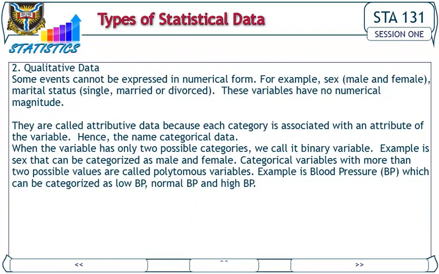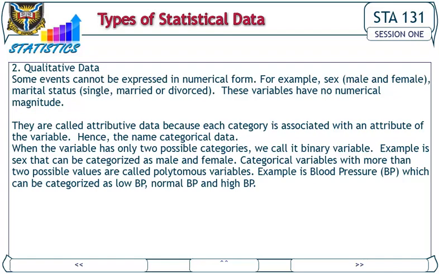2. Qualitative data. Some events cannot be expressed in numerical form. For example, sex: male and female; marital status: single, married or divorced. These variables have no numerical magnitude. They are called attributive data because each category is associated with an attribute of the variable. Hence, the name categorical data.